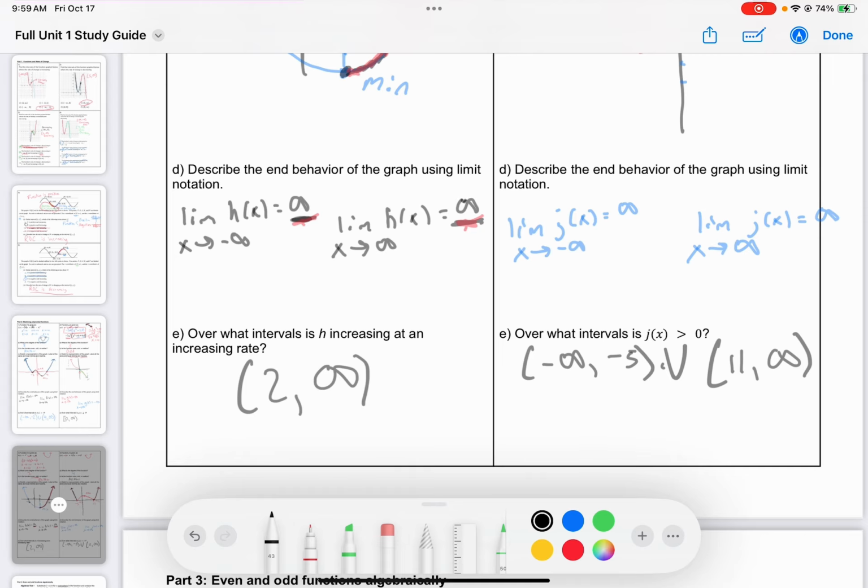Hopefully you're pretty good at these questions by now because they have so many elements of polynomials that if you can do these, you can really do most polynomial questions.